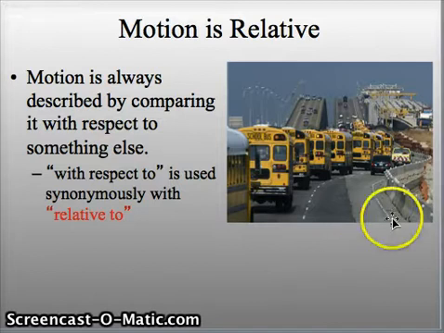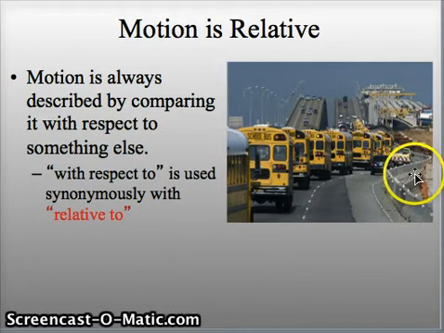However, if there's a person standing where this arrow is, and you're sitting on that school bus, which is driving at 55 miles per hour, how fast are you moving relative to the person standing right here on the side of the road? If you said 55 miles per hour, you are now correct. So anytime you're moving, your motion is always compared to something else.